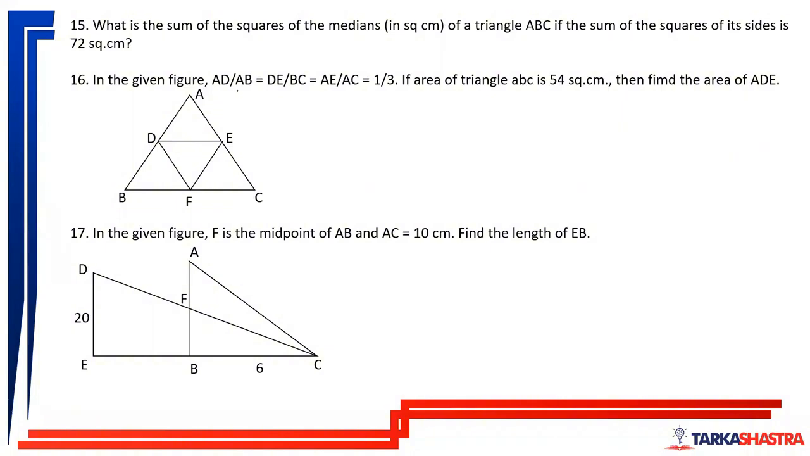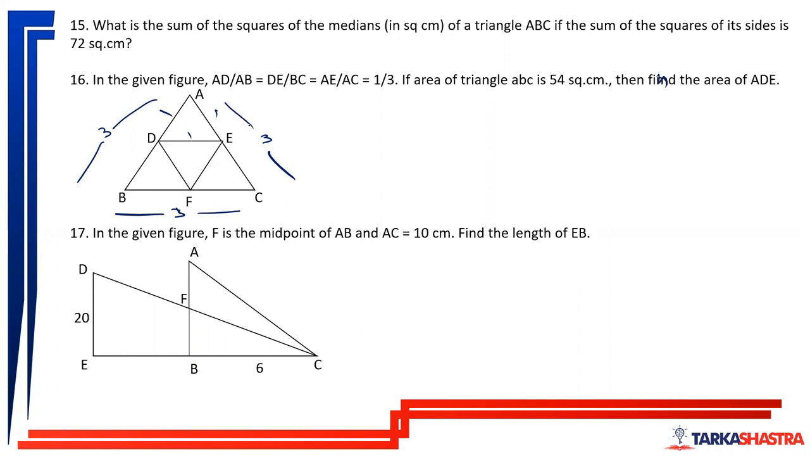So AD upon AB is 1 by 3. DE upon BC is also 1 by 3. And AE upon AC is also 1 by 3. If the area of triangle ABC is 54, find the area of triangle ADE. Simple.